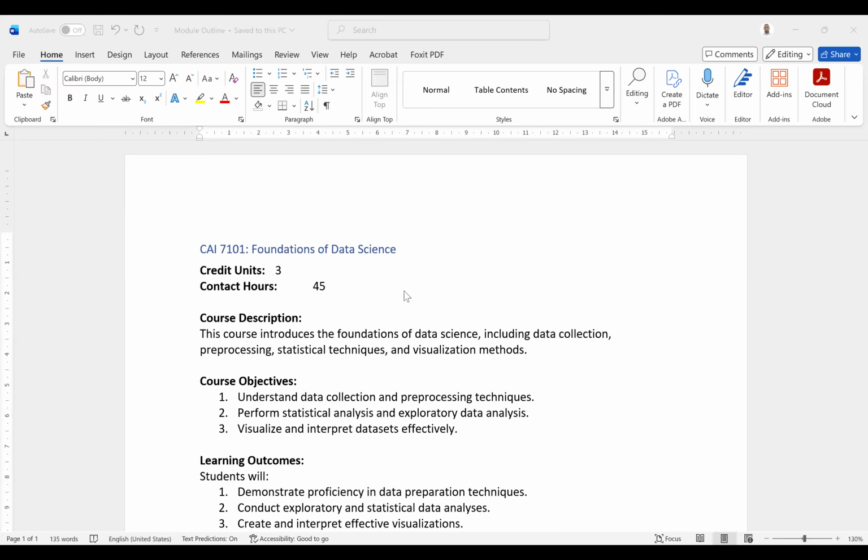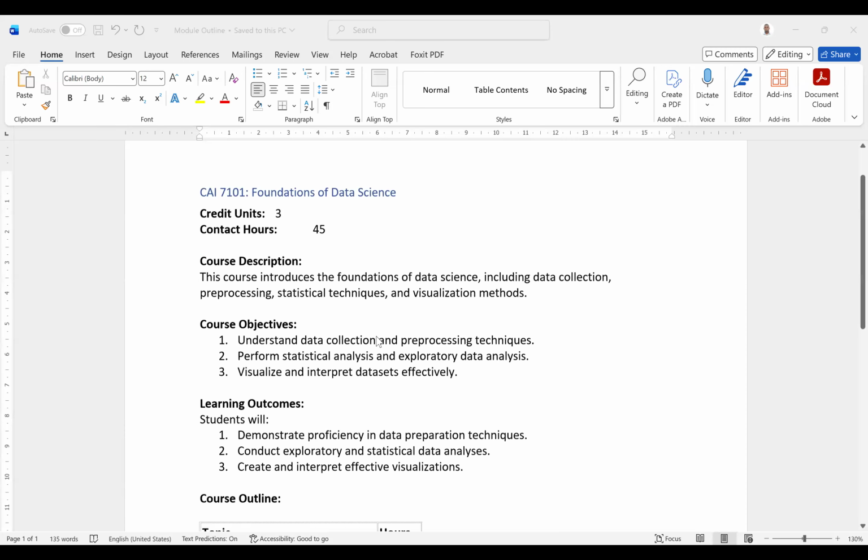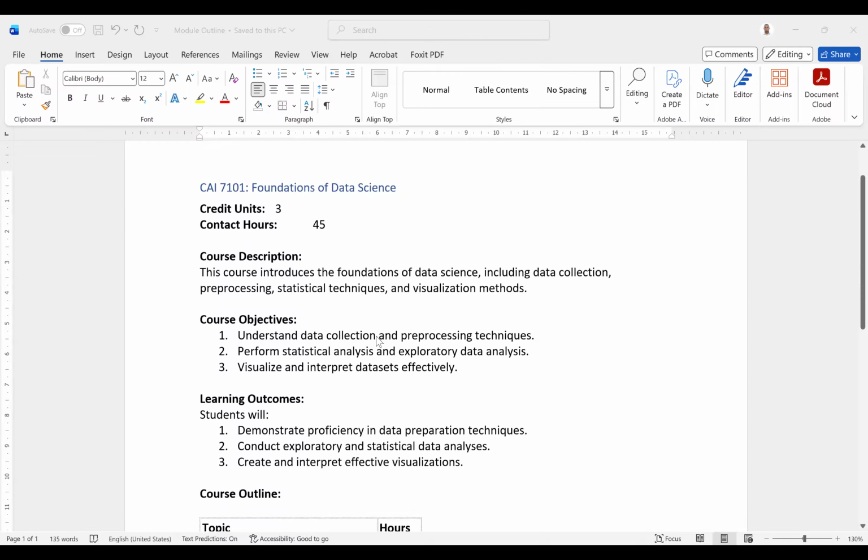So I'm sharing the course outline of Foundations of Data Science. Just a few seconds. So I'm hoping you can see my screen. Yes, we can view your screen. Yes, this is the course outline.